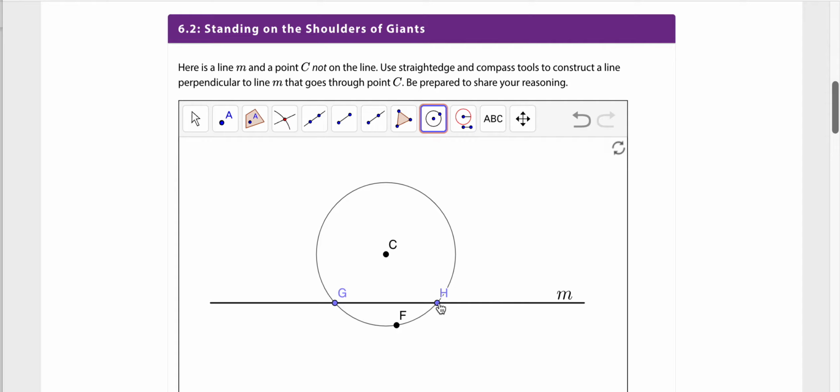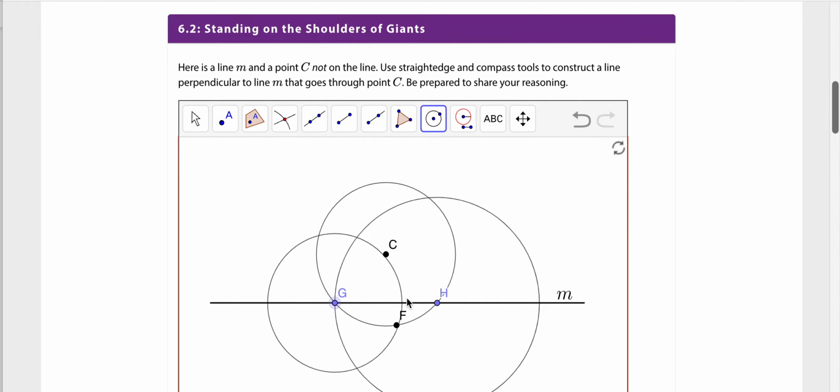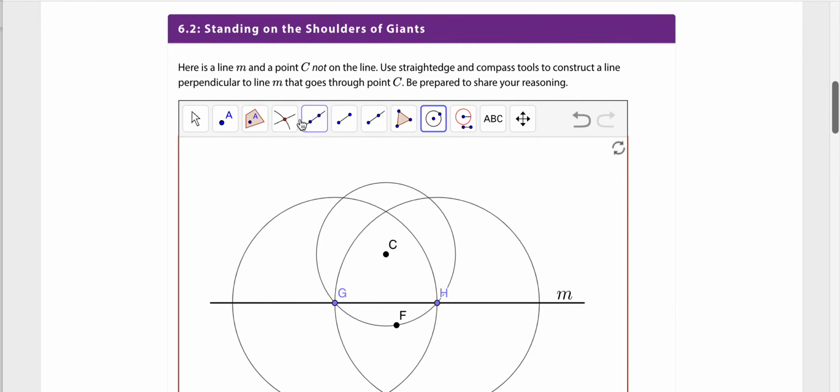So if you forget how to create a perpendicular bisector, we just need two overlapping circles of the same size. I'm going to make mine centered at H going through point G and centered at G going through point H. But you could make them any size circles as long as they're the same size as each other and they're centered at points G and H and they overlap.